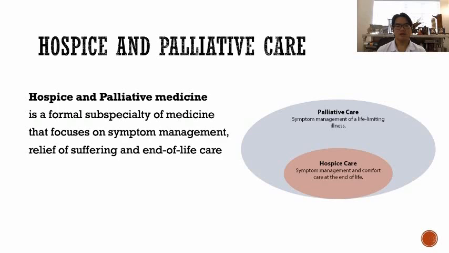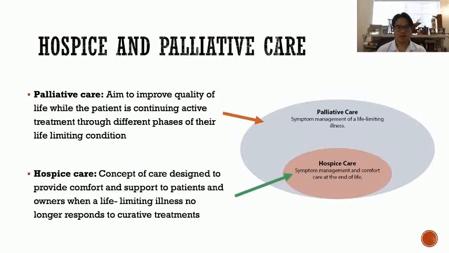By definition, hospice and palliative care medicine is a formal subspecialty of medicine that focuses on symptom management, relief of suffering, and end-of-life care. It can be divided further into two different kinds of care. Palliative care aims to improve quality of life while the patient is continually in active treatment through different phases of their life-limiting conditions. In a simple way, palliative care is more like symptom management of a life-limiting illness.